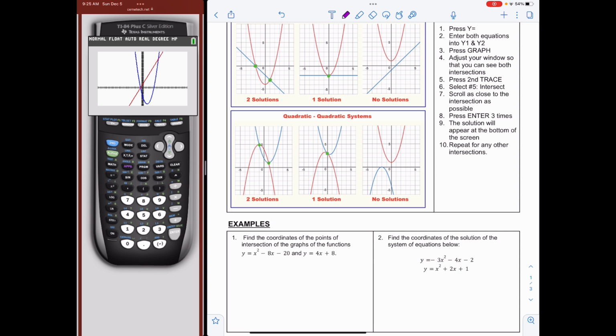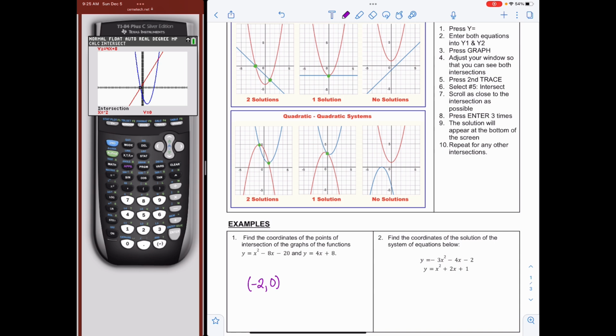Now I'm going to calculate the intersection on the left. So I'm going to press second trace, go to number 5 for intersect, and scroll until I get as close as possible, and then press enter 3 times. Here it tells me that my intersection is -2, 0. So that is a point of intersection. And then I need to find the other point of intersection.